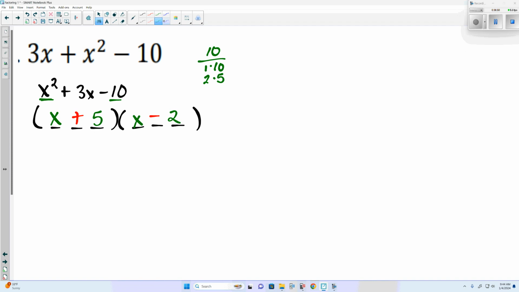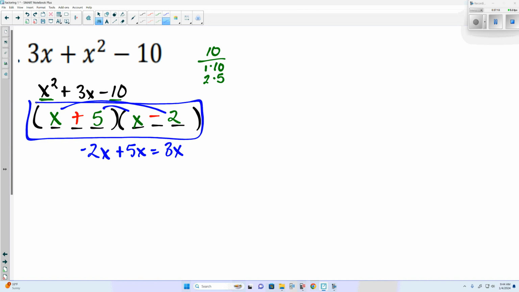We're going to do 5 and 2, and I intentionally put the 5 first. Because when we check this here, x times negative 2 is negative 2x. Our 5 times x is positive 5x. Negative 2x plus 5x is positive 3x. So those are our factors. Questions on this here? Questions on anything we've done so far?